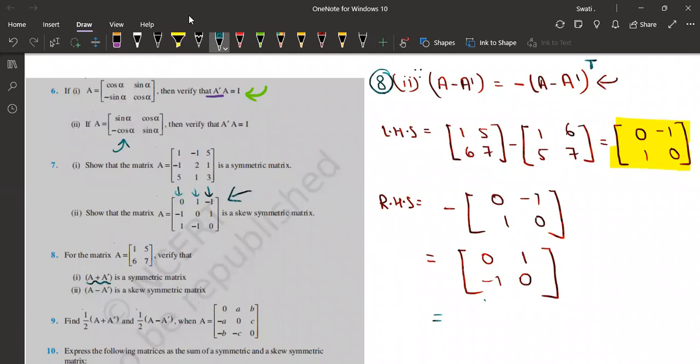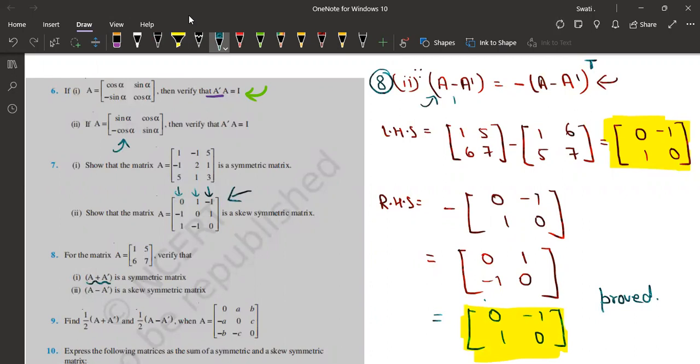Now we have to do the transpose of this again, right? So the first column will become first row, that is 0, minus 1, and this will become 1, 0. Now you can see that this is exactly the same as this. And that is why you can say LHS is equal to RHS. If there is any doubt, again, I want to just draw your attention here to what is the meaning of skew symmetric matrix? Whatever matrix is there, negative of that whole matrix, right? I forgot the transpose sign.